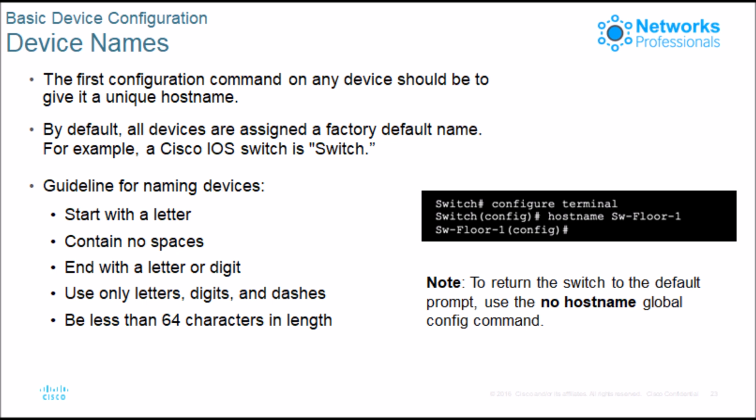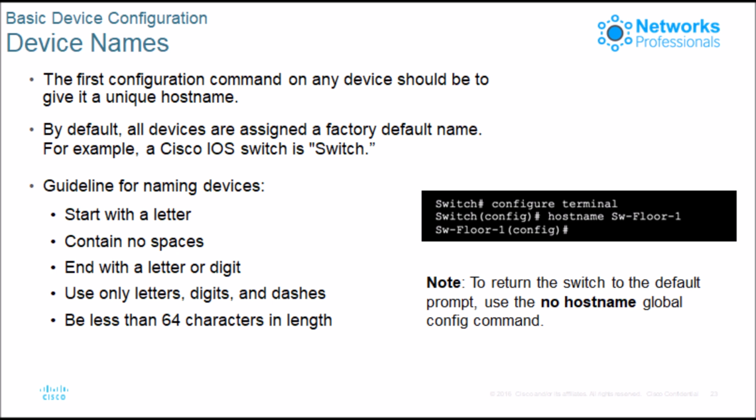Here are some important naming guidelines for hosts. Start with a letter, include no space, end with a letter or digit, use only letters, digits, and dashes, and no more than 64 characters in length. An organization must choose a naming convention that makes it easy and intuitive to identify a specific device. The host names used in the device iOS preserve capitalization and lowercase characters, which means that your name will be case sensitive.